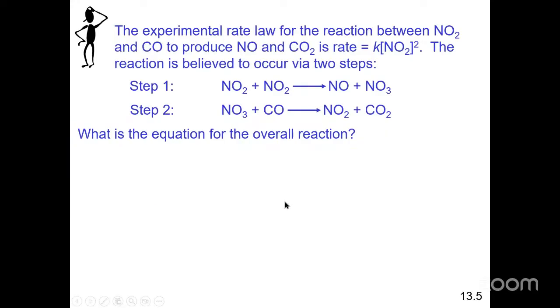Okay, so let's look at this example. It says here that the experimental rate law for the reaction between NO2 and CO to produce NO and CO2 gives you this. This is the rate law for that reaction. Rate is equal to K times the concentration of NO2 squared. So somebody did the experiment and got this rate law. And then it says the reaction is believed to occur via two steps. Step one is where two molecules of NO2 react to form NO and NO3. And then step two is where NO3 reacts with CO to form NO2 and CO2.